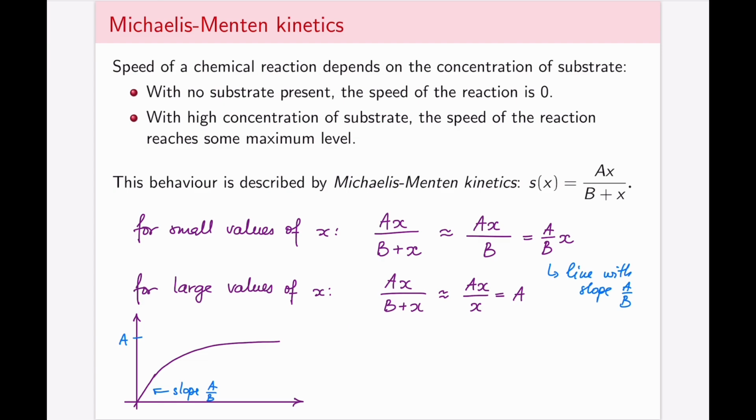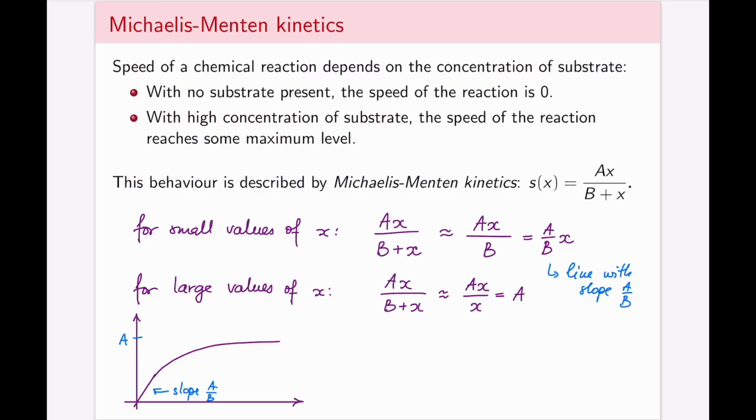This is, of course, in line with our observations that with no substrate present, the speed of the reaction is in fact 0. First, when the concentration goes up, the reaction speed goes up fairly quickly, but at very high concentrations, this is no longer the case.